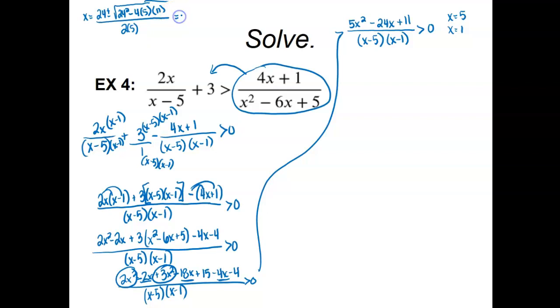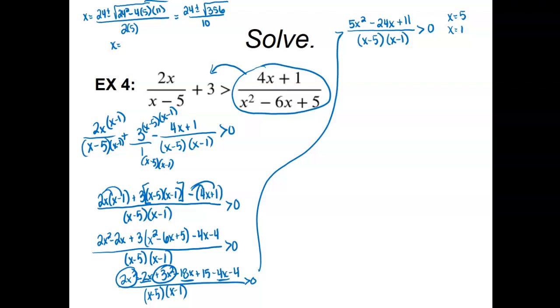And so if we use our calculator here, because we're not going to spend a lot of time with this, let me simplify that just a little bit before I start getting our decimal. So 24 squared minus 4 times 5 times 11 is 356. So we've got 24 plus or minus the square root of 356 all over 10.